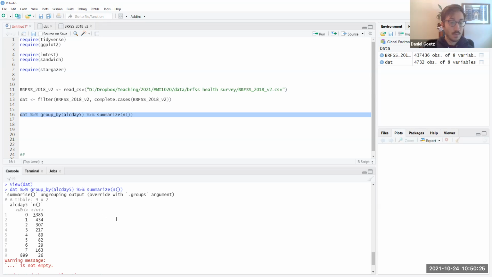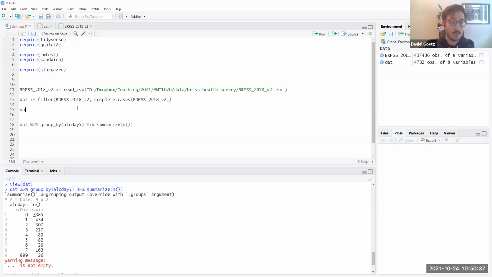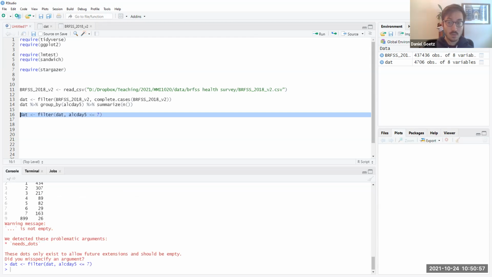Okay. And so, yeah, we have this value 899. There's 26 observations of that. So that one is maybe like a missing value. So we're going to want to drop observations with that. So we're going to take only the observations where ALCDAY5 is less than or equal to 7. Okay, so good, we'll run that. Dropped a few more observations.